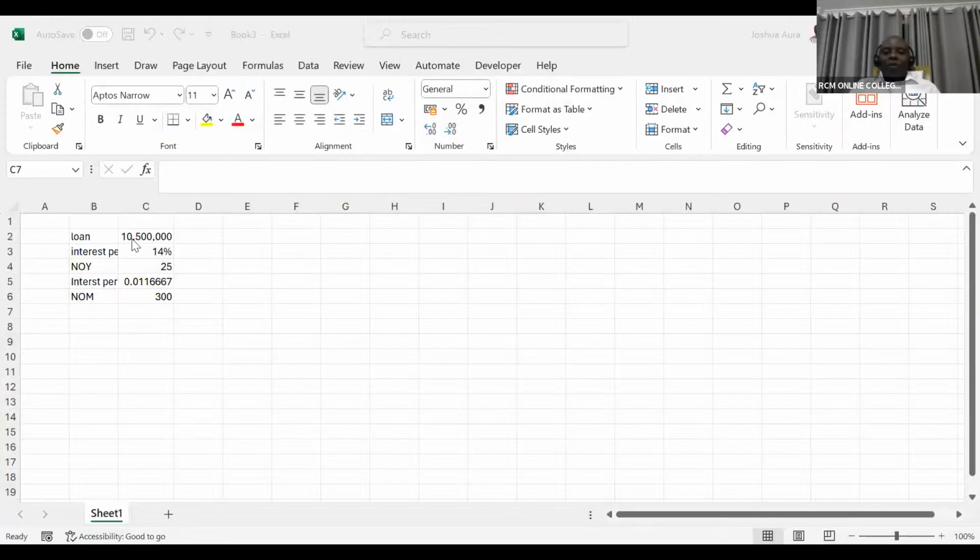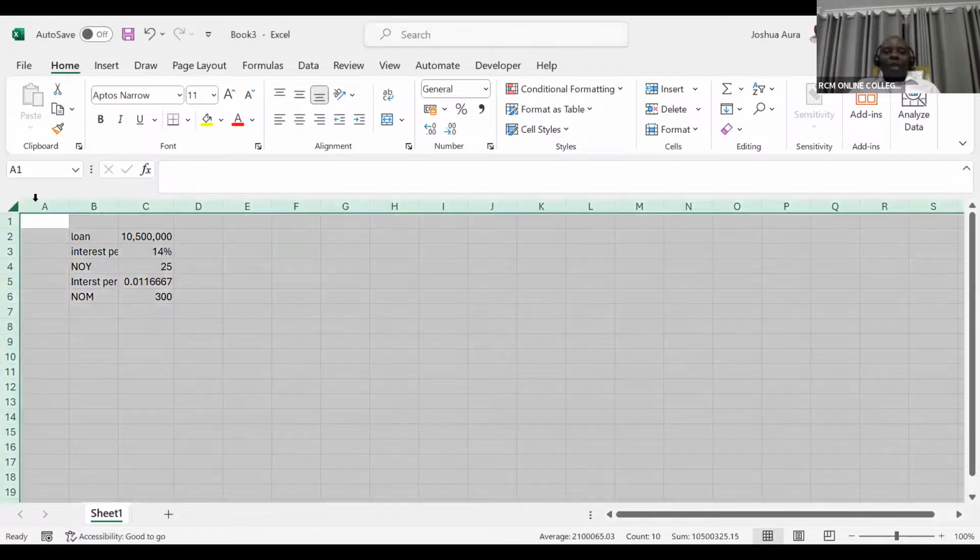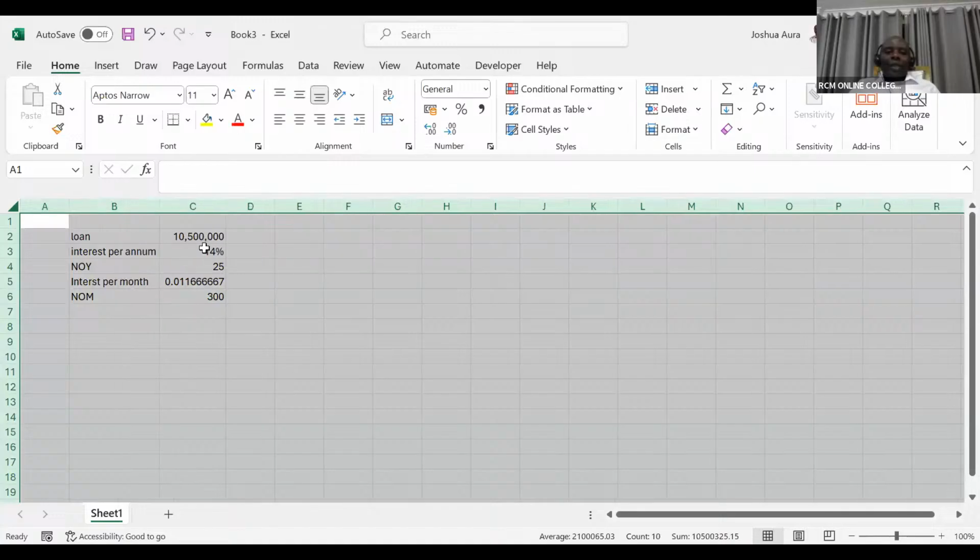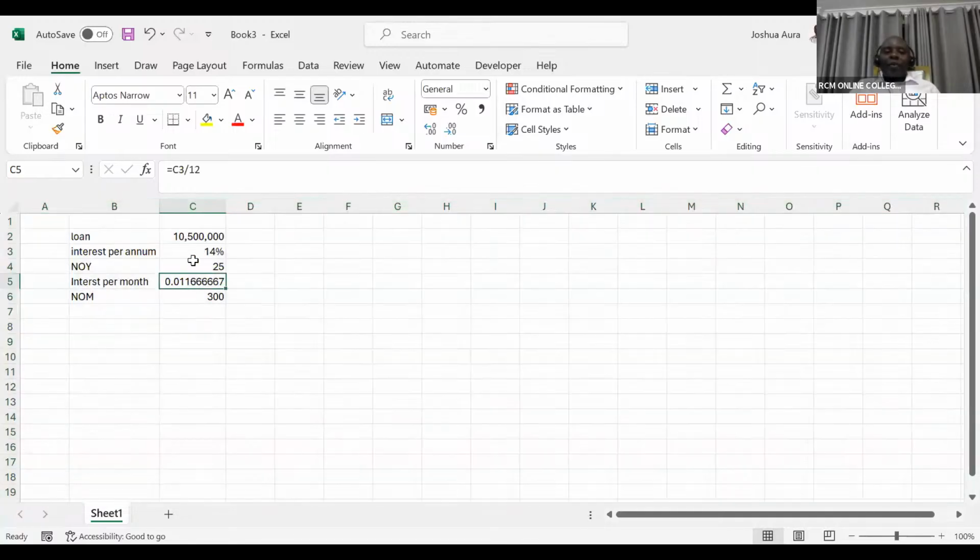So remember, what have I done? I just took a loan of 10.5 million. Interest per annum is 14%. But you see now, interest normally is pegged on a monthly basis. So to get interest per month, what I did was to take the annual interest divided by 12. And if I have 25 years, but my installments will be paid on a monthly basis, how did I get the number of months? I took the number of years times 12. That's what I did.